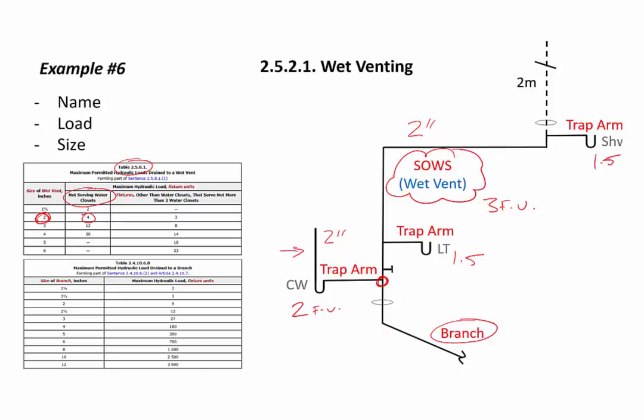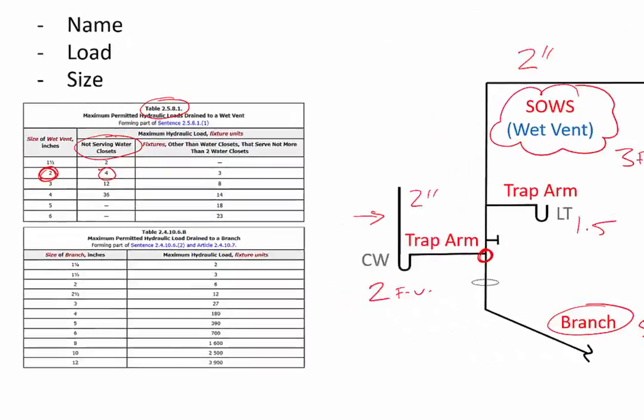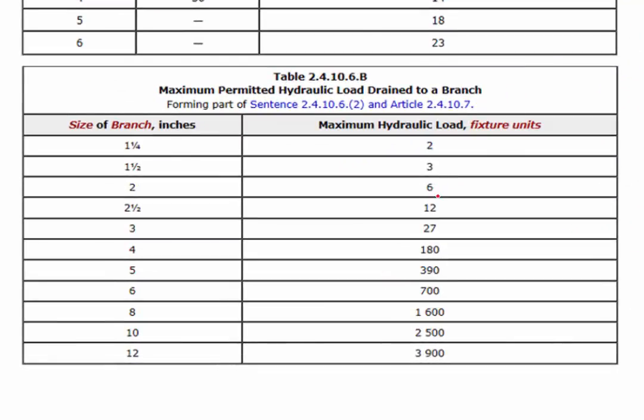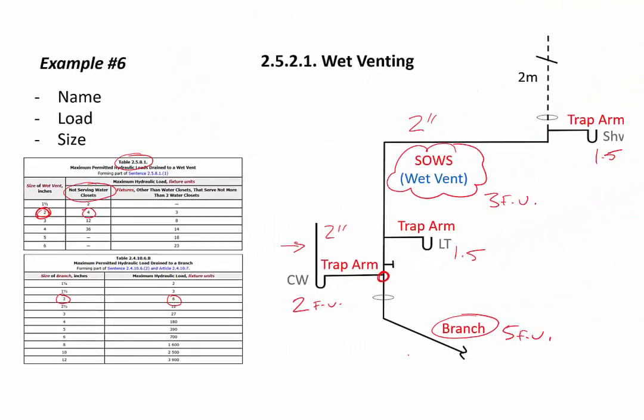The branch is the total load of all fixtures draining, so that's 5 fixture units. Branch table would say that for more than 3 but no more than 6 fixture units, you can have 2 inch. Looking upstream, I don't have any sizes greater than 2 inch. 2 inch trap arm for the clothes washer of course, 2 inch wet vent. So 2 inch for the branch would be fine as well.